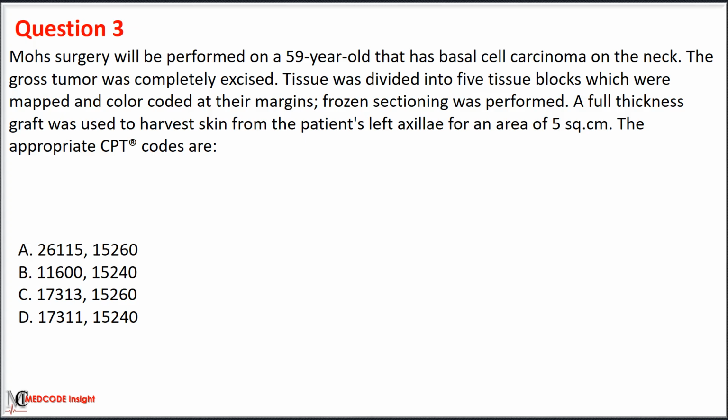Mohs surgery will be performed on a 59-year-old that has basal cell carcinoma on the neck. The gross tumor was completely excised. Tissue was divided into 5 tissue blocks, which were mapped and color coded at their margin. Frozen sectioning was performed. A full thickness graft was used to harvest skin from the patient's left axilla for an area of 5 square centimeters.